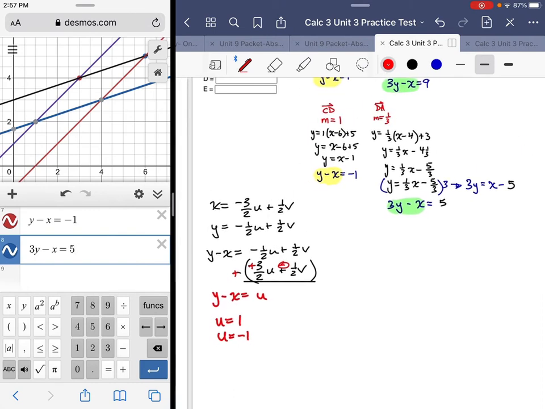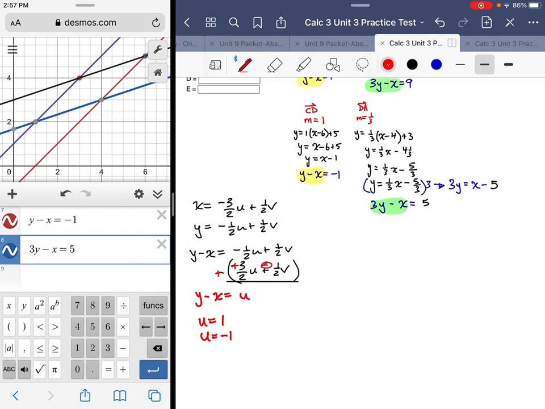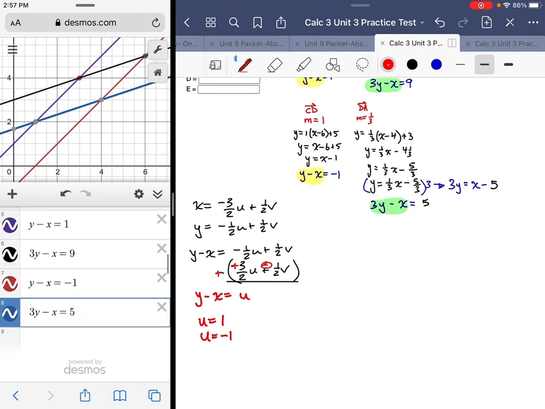So that's information. When we look at the graph, let me highlight the appropriate ones. These two parallel lines, the bounded region is in between those two. So we would be looking at u such that u is bounded between negative 1 and 1. We'll hang on to that piece of information for a sec.